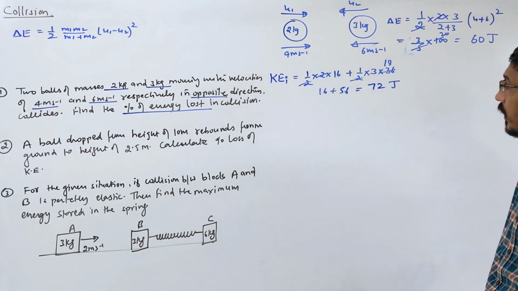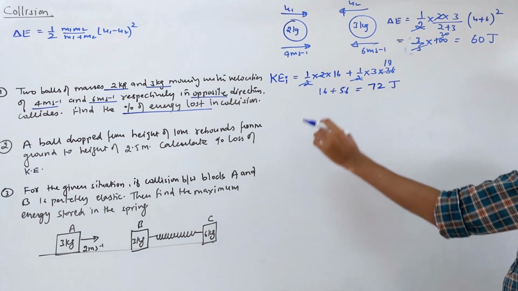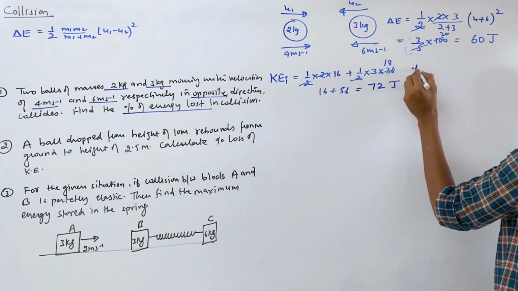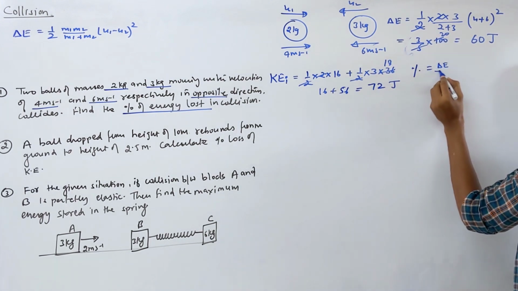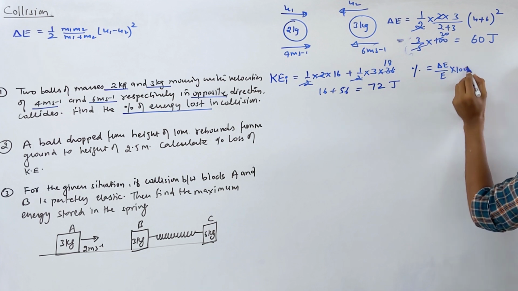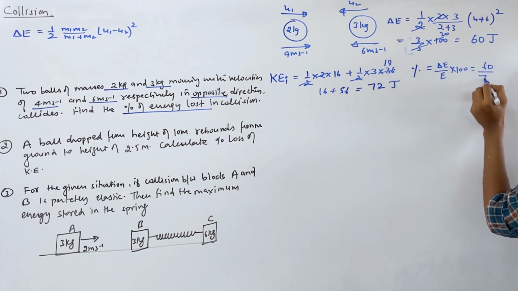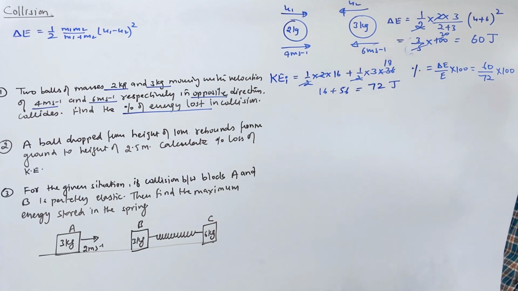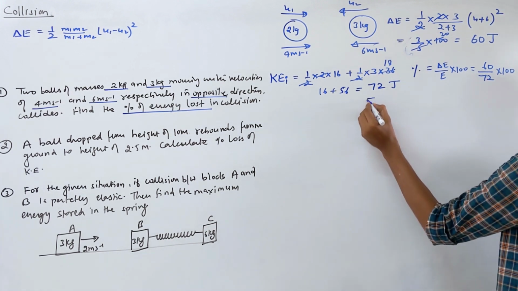Okay. Now let's see. This was your initial kinetic energy. This is the loss given. So what's the percentage of energy lost? You write loss by original into 100: 60 by 72 into 100. Okay, that will be your answer. Some percentage answer will come if you calculate this number.